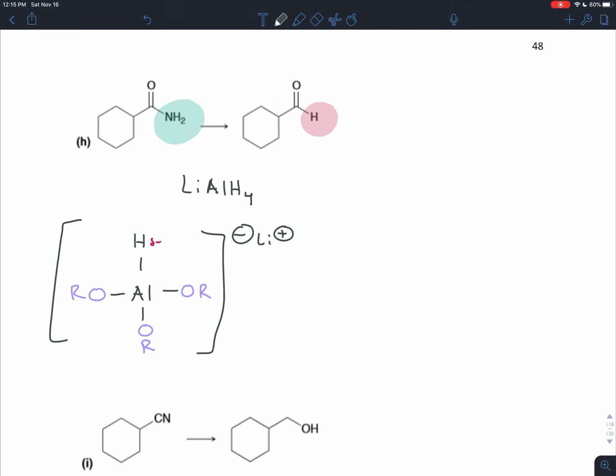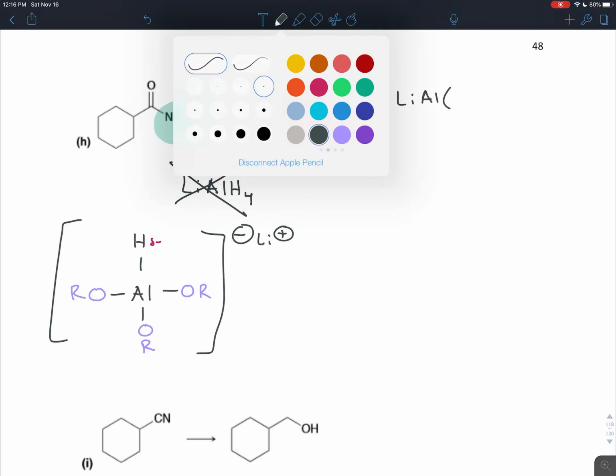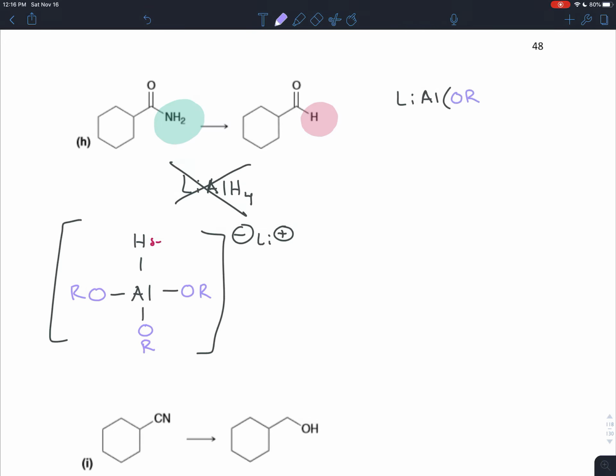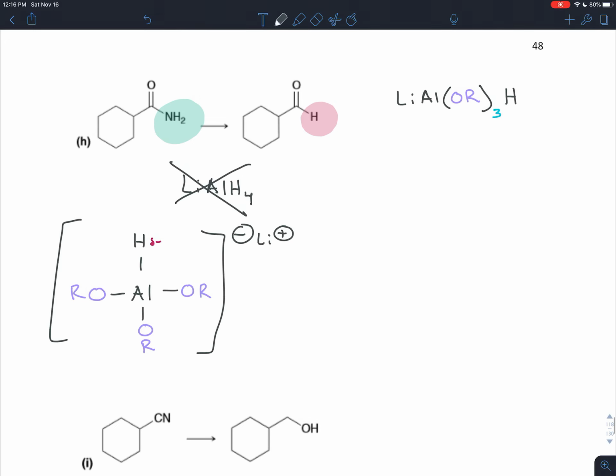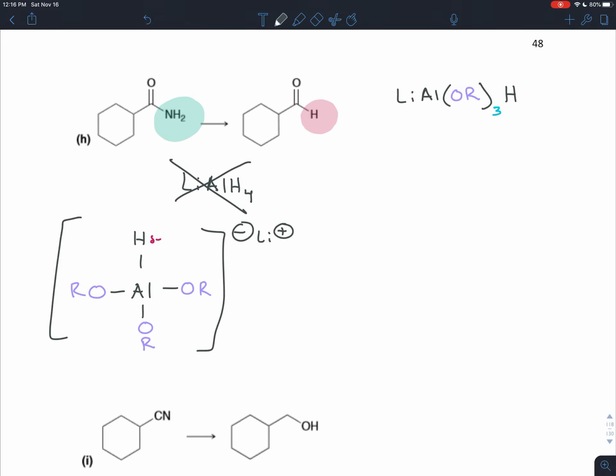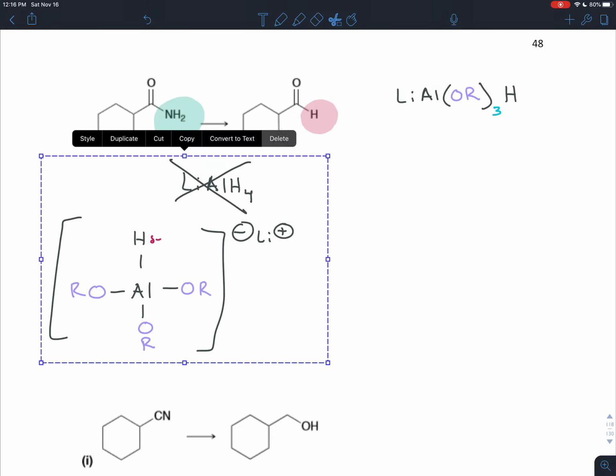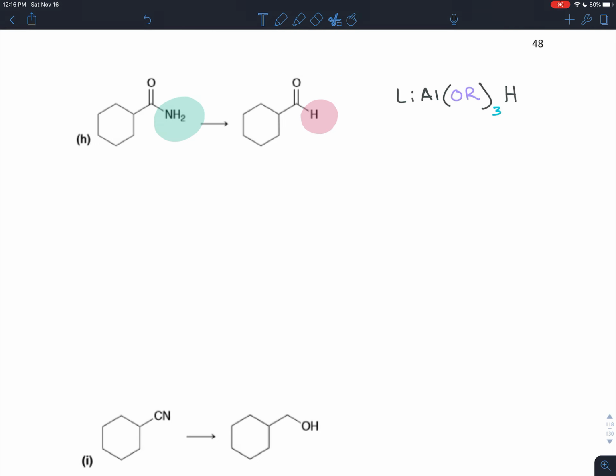So we will have to do a reduction. We will have to use a hydrogen nucleophile, but it will not be lithium aluminum hydride. It will be lithium aluminum trialkoxy hydride. And that trialkoxy group is just using induction to make the hydrogen a weaker nucleophile. Okay, so we know we're going to have to use that eventually.